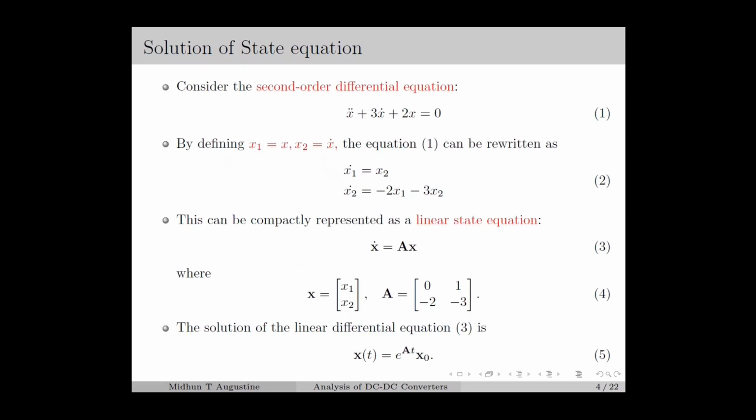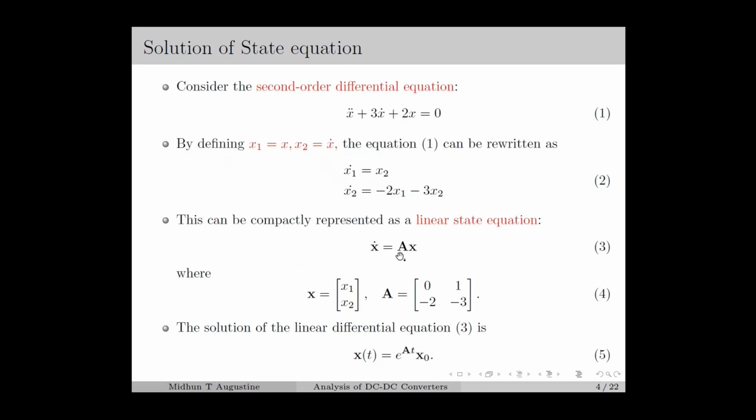Let's start with the second order differential equation as given in equation number 1. By defining the state variables x1 equal to x and x2 equal to x dot, the differential equation can be rewritten as in equation number 2. Here, the second equation is obtained by taking these two terms to the right hand side, which gives x double dot equal to minus 2x minus 3x dot. Now, by defining the state vector x and the system matrix A as given in equation number 4, we can represent the state equation as in equation number 3.